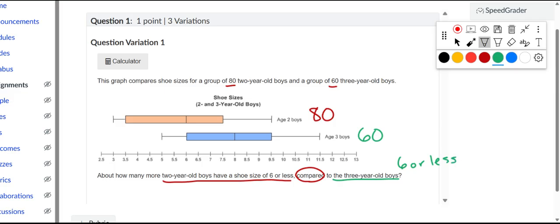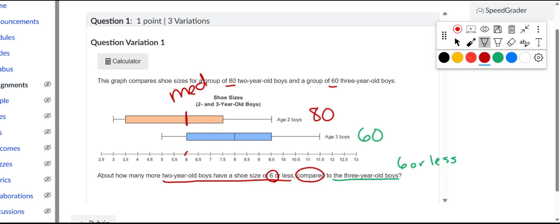All right, so since I'm going to be doing a comparison, I know I need to find two numbers. So the first number will come from the 2-year-olds. The magic number is 6. I need to find 6 on the axis. It's right here. Let me not cover it. It's right there. We go to the box plot with the 2-year-olds, and that matches up with the median. Median. And what do we know about the median? It's the middle, right? Very good, it's the middle.